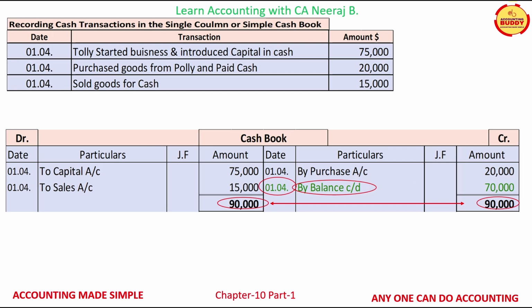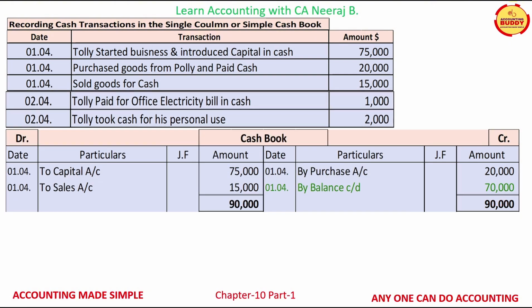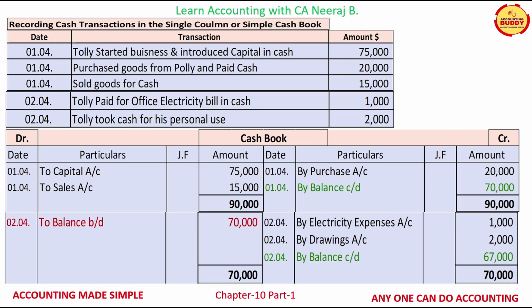Next set of business transactions dated 2nd April are appearing on your screens. These transactions in the cash book will look like as appearing on your screens. On 2nd April, the closing balance of $70,000 at the end of the day of 1st April will be written on the left hand debit side of the cash book by writing the words "to balance brought down."